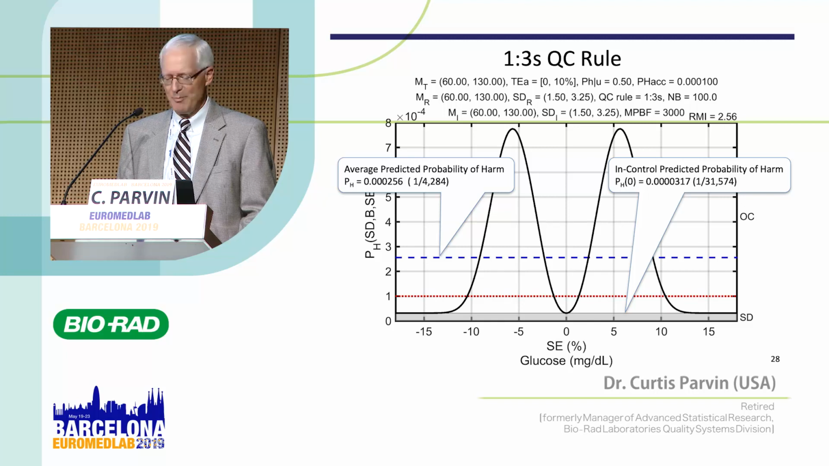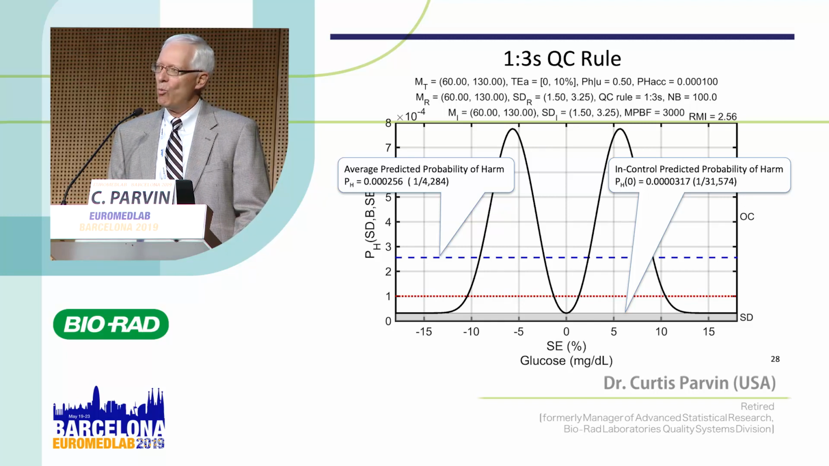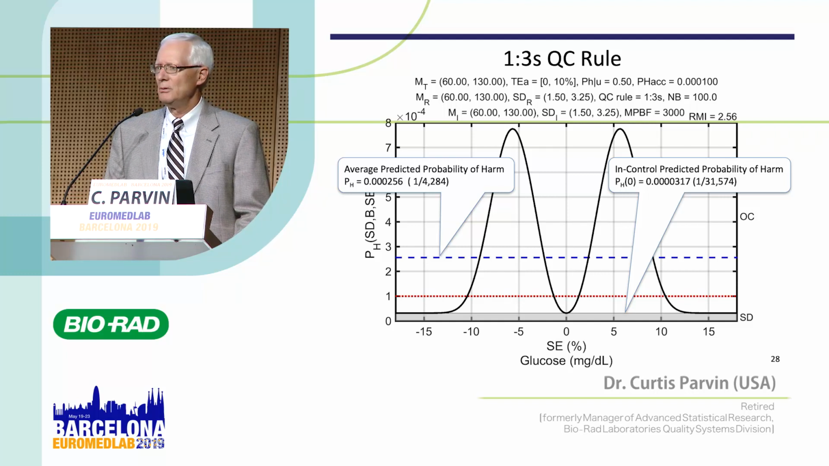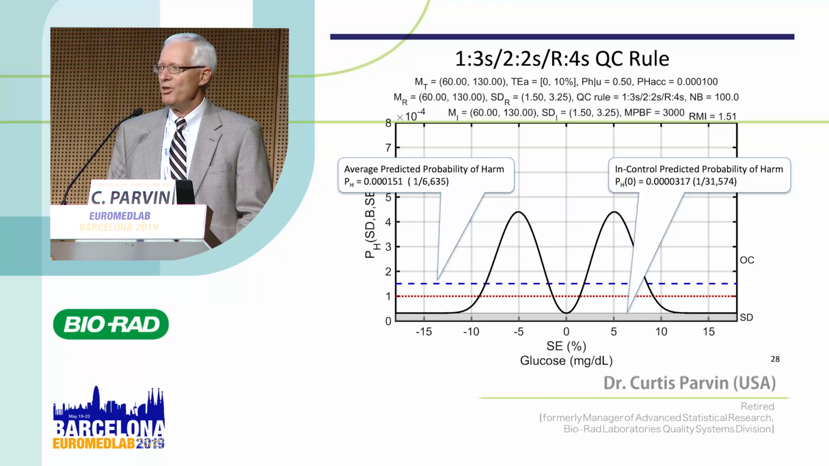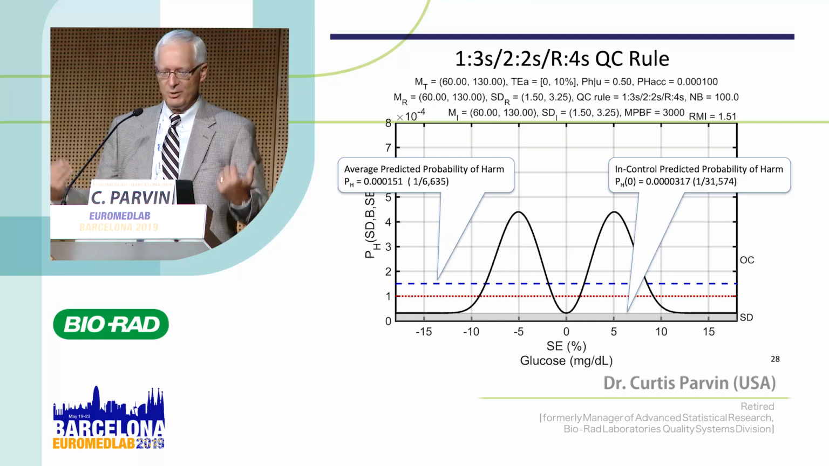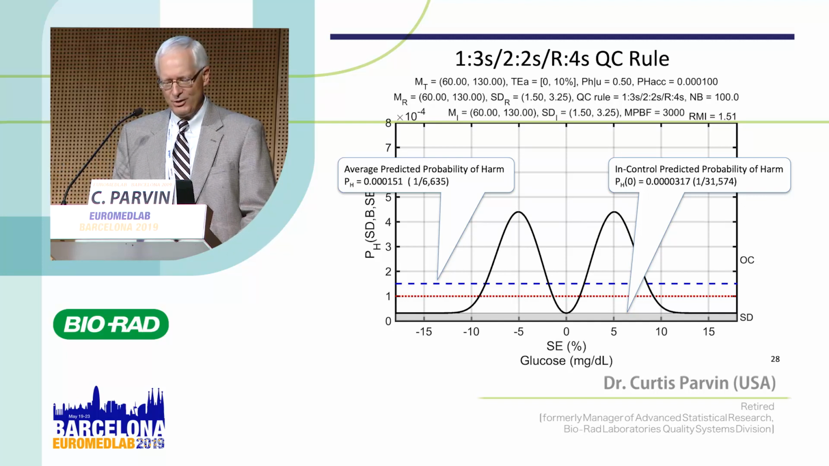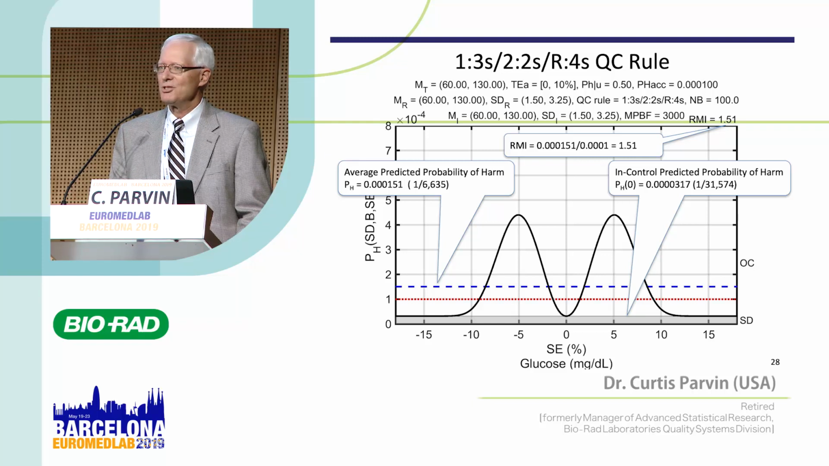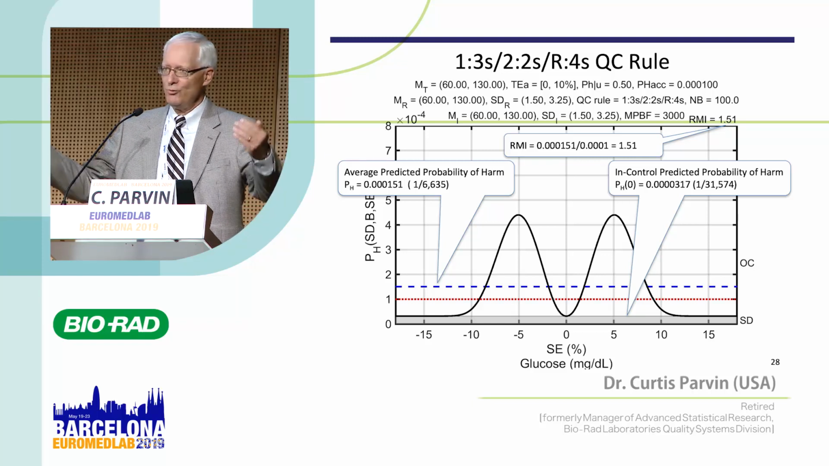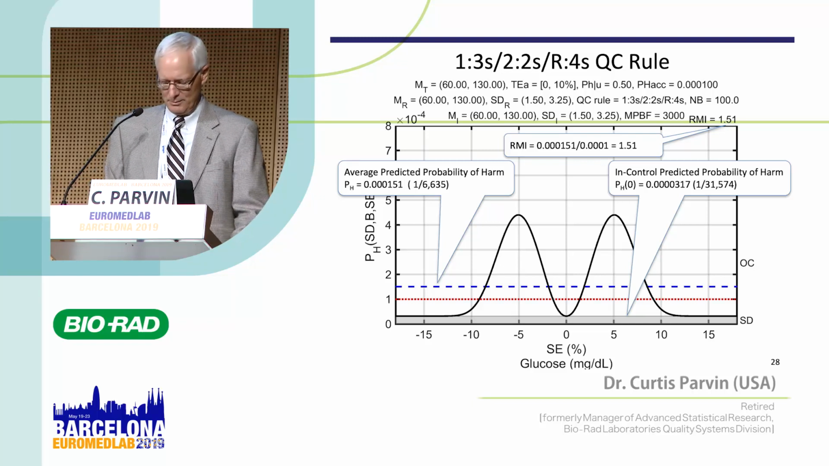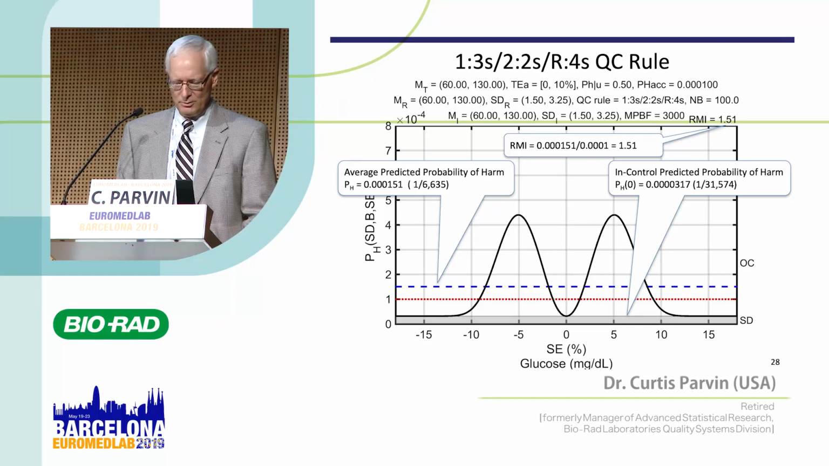predictive probability of harm model. This is what we had for the 1-3S rule. This is what we get for the multi-rule. So the predictive probability of harm due to an out-of-control condition has been reduced, and the average now has been reduced, but the average is still 1.5 times the acceptable. So we've improved, but not enough. So what else could we do?